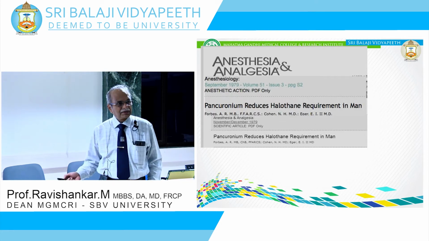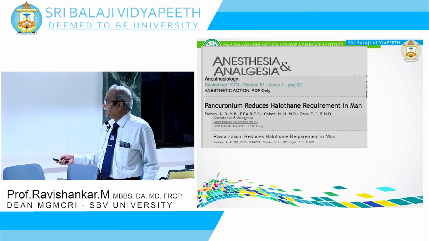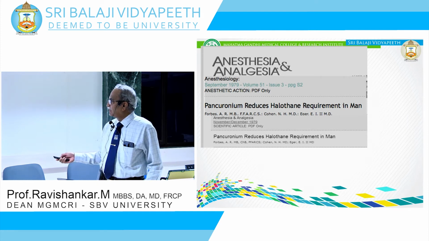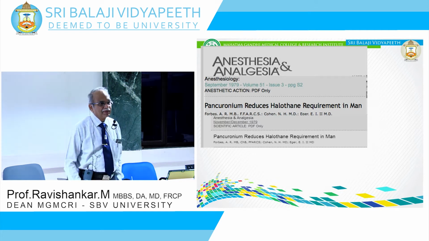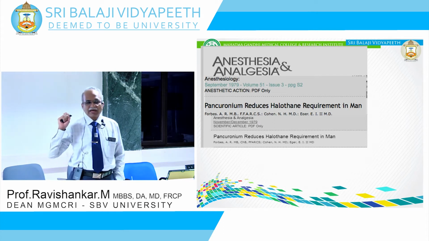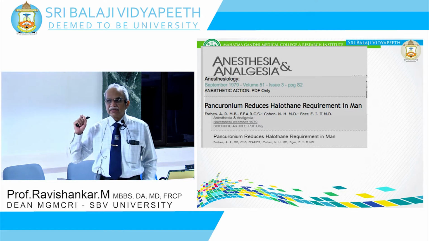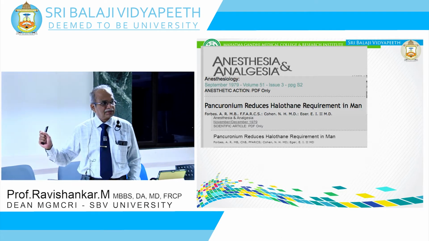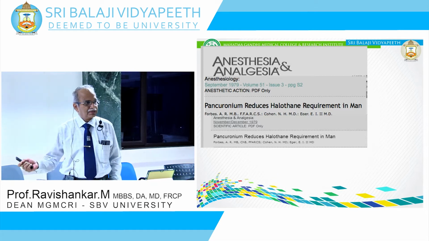The same year, in the same month, the same article was published: "Pancuronium reduces halothane requirement." This is in Anesthesiology in September 79. The same article, without any change in even a single word, has been published in 2 journals. How did this happen? This is against publication ethics.